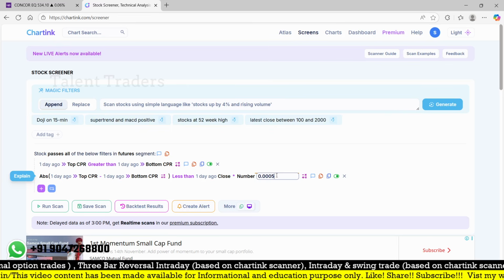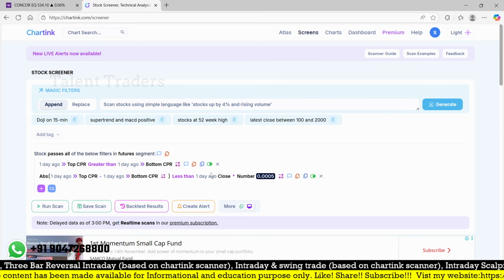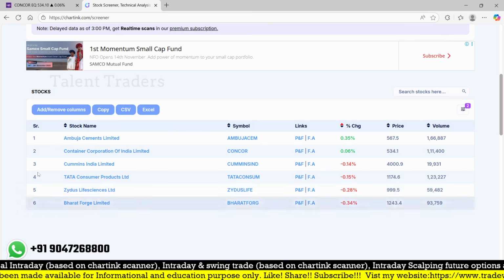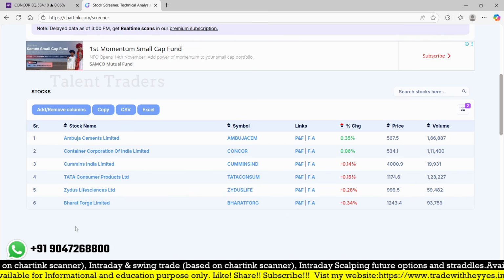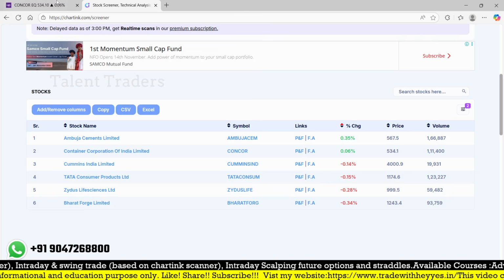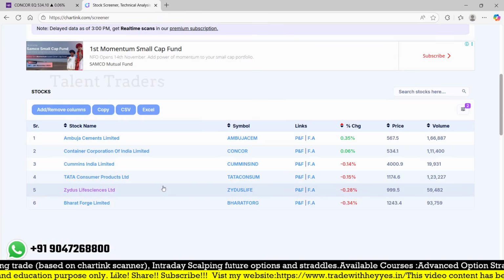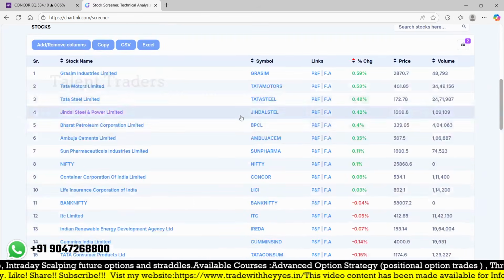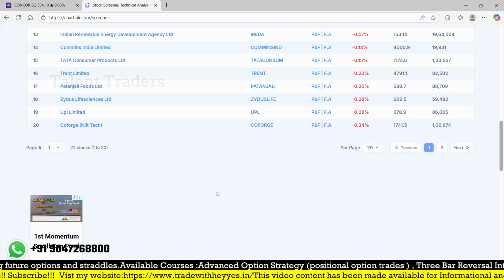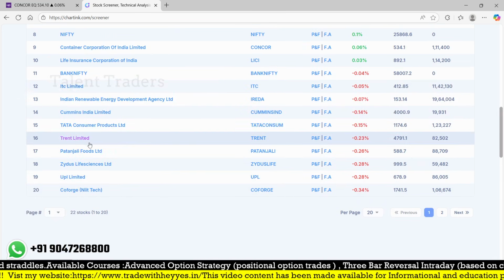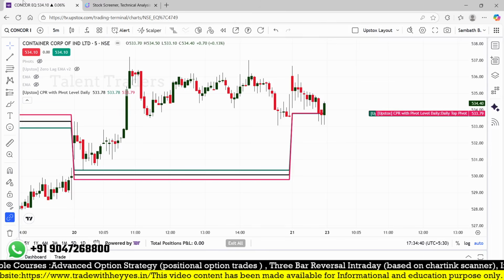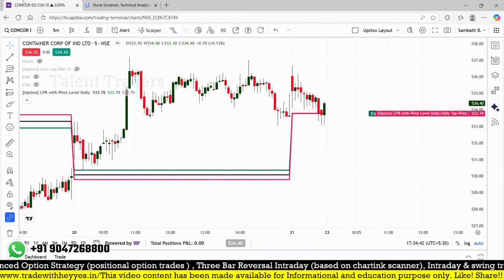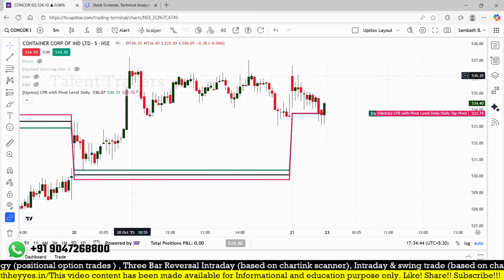If I just add 0.0005, you will be getting even 6 stocks instead of 4. So like this, you can use it. But if I'm not using this filter, it will show you many stocks. I hope you understood, because those stocks trend. Let me check. BC is top and TC is in bottom. So trend, let me check.